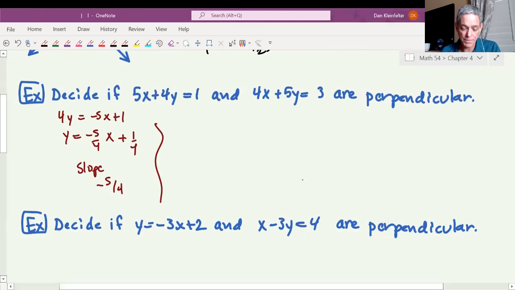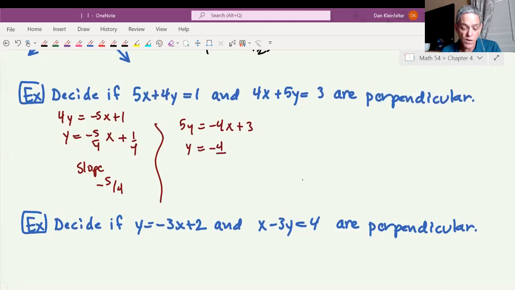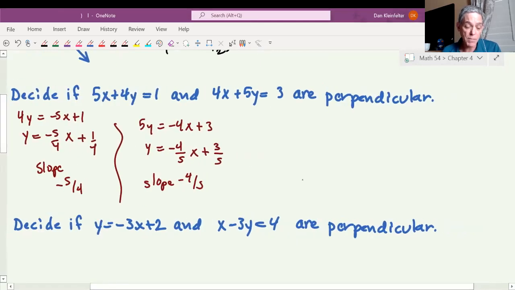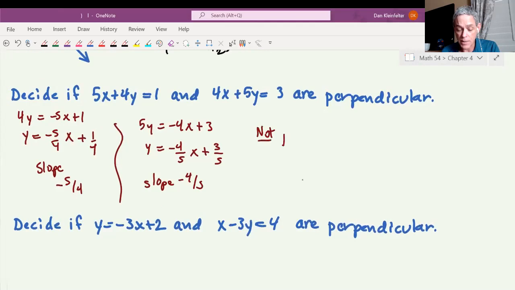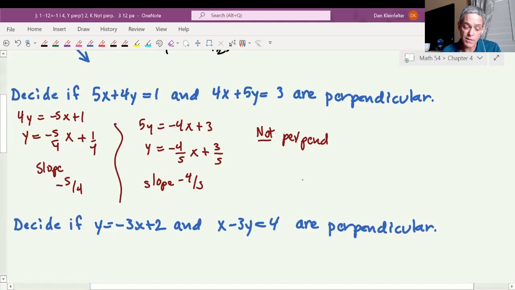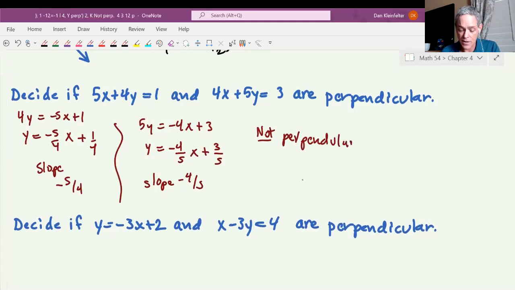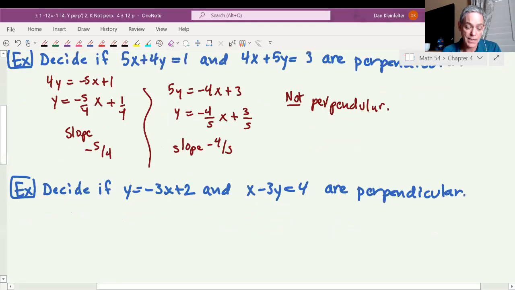Let's take a look at the other one. 5y is negative 4x plus 3. Y is negative 4/5 x plus 3/5. This one has slope negative 4/5. And both are negative. They're not opposite in sign, so they're not perpendicular. The number piece is reciprocals, 5/4 and 4/5, but that's not enough. They have to also be opposite in sign.